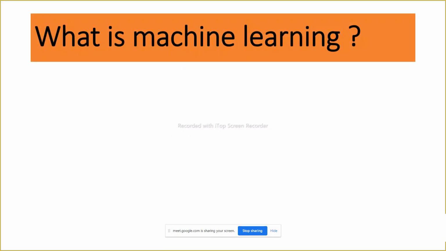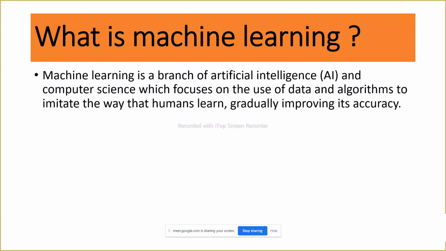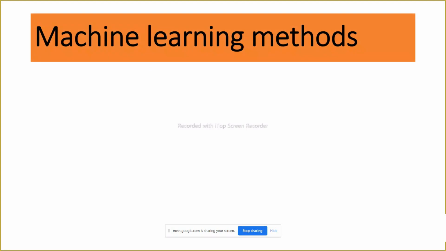So first of all, what is machine learning? Machine learning is a branch of artificial intelligence and computer science which focuses on the use of data and algorithms to imitate the way that humans learn. So humans can teach the machine, and the machine also works according to human interaction. Basically machine learning is a branch of artificial intelligence. There are a lot of machine learning methods available here.